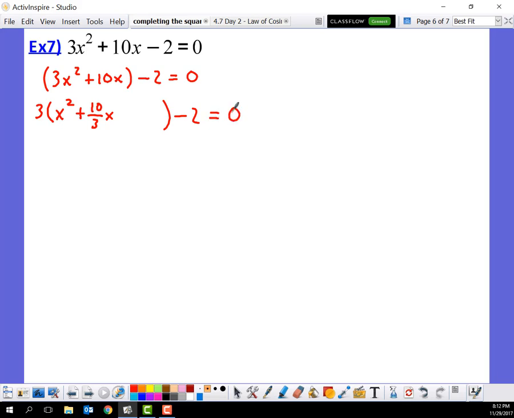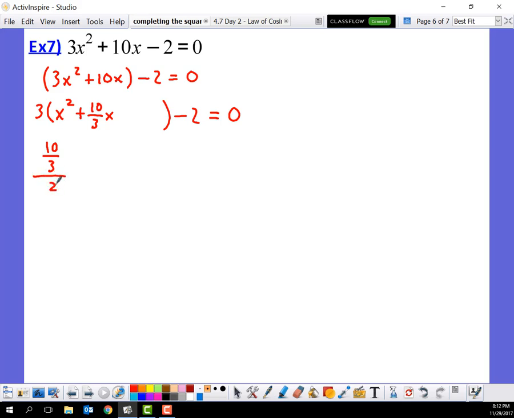Okay? Now, this one's where it gets a little spicy. It gets a little spicy here with what we're doing. We're taking b divided by 2 and squaring it. So what I'm going to do, actually, is write myself a few things down here. I'm going to do 10 over 3 divided by 2.